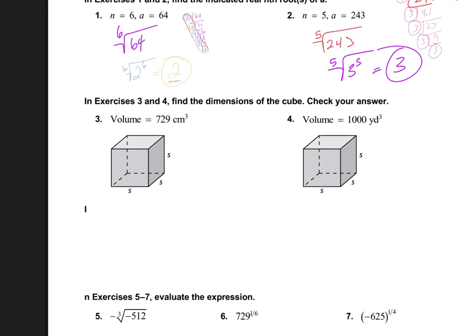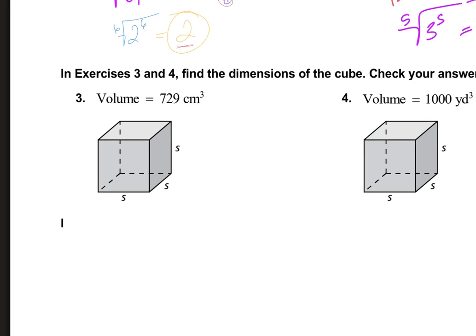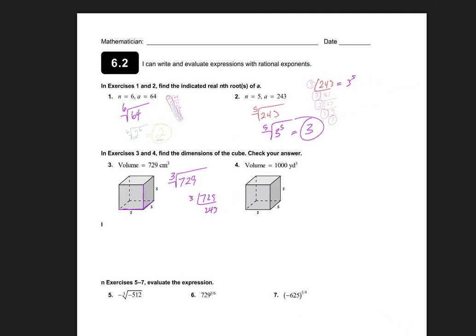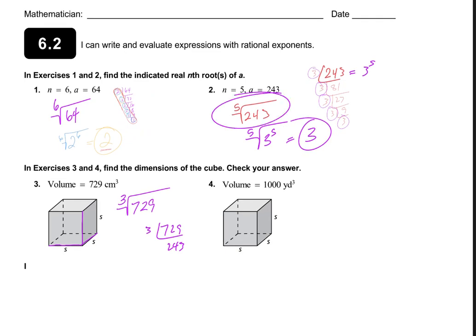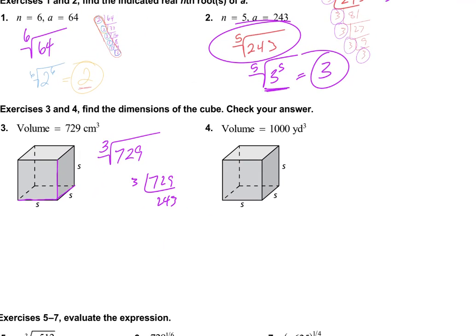Next, find the dimensions of the cube, check your answer. The volume is 729. Okay, well, a cube, just so you know, is going to be this side times this side times this side. That's how volume works, it's 3 dimensions. So essentially, you're just doing the cube root of 729. Similar to the last few, I'm going to divide it by stuff I know. And by the way, the first thing I get is 243, and it's like, oh, look, 243. So this is essentially going to be 6 3s.